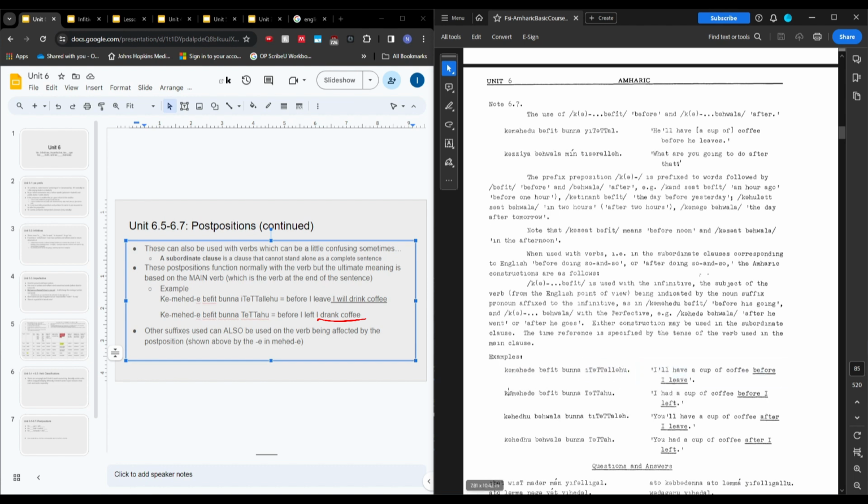But in this next sentence, the meaning of the sentence can completely change because this ending verb meaning is different. So again, it's before my going, bunna itetao. This is perfective. This is past tense. This says I drank. So before I went, I drank coffee. Before I went, I had a cup of coffee.